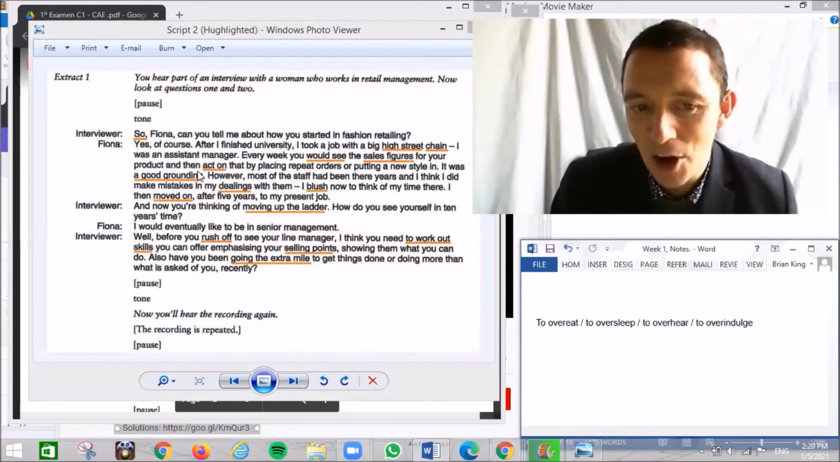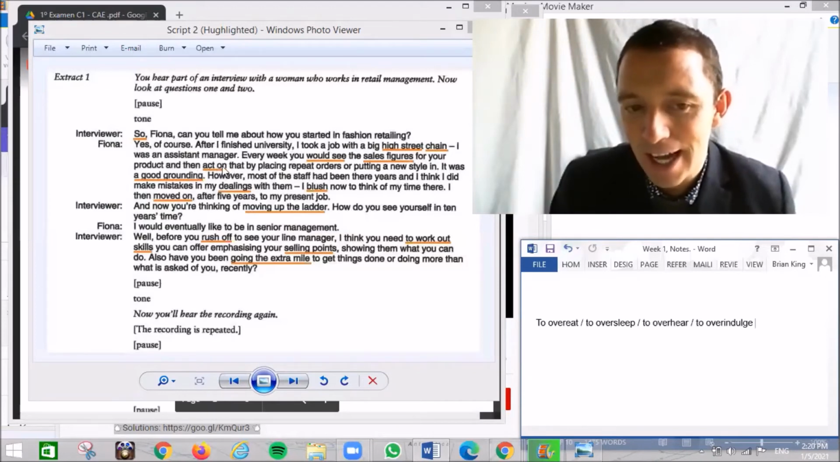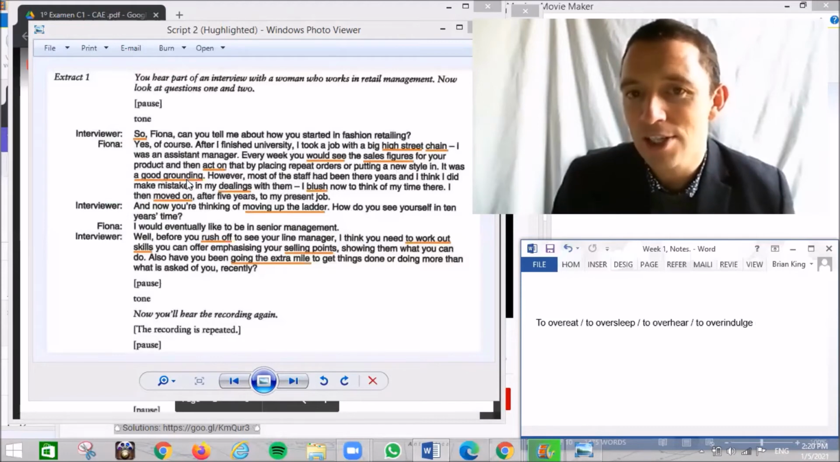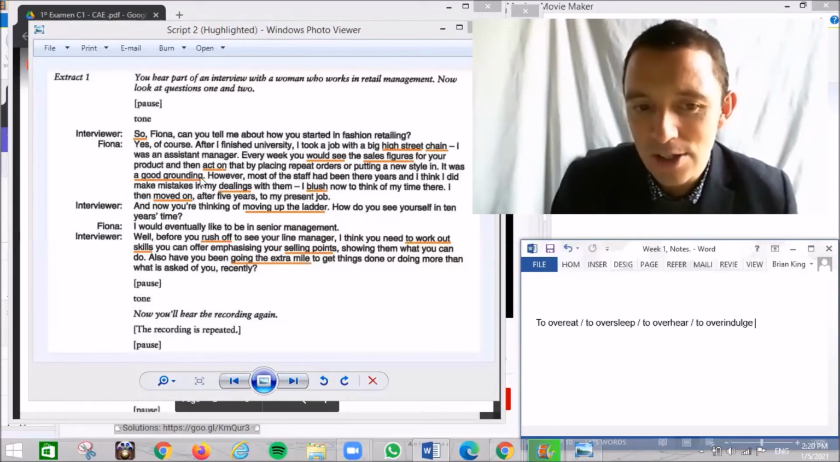And then act on, that's a good preposition with the verb to act. Act on your instinct, act on your information by placing repeat orders or putting a new style in. It was a good grounding, very good vocabulary, okay? Ground is like suelo, like the floor, but a good grounding is like a good foundation. So if you start a business, you need a good grounding, a good base, a good foundation of experience, okay? So that's the significance here.